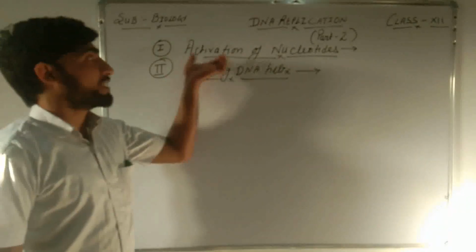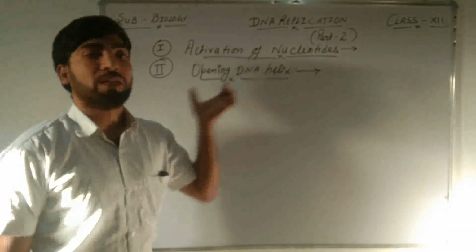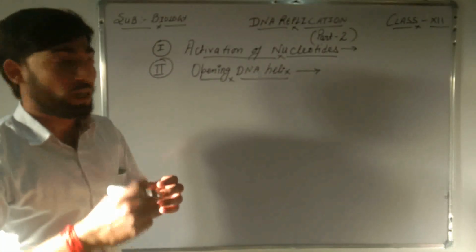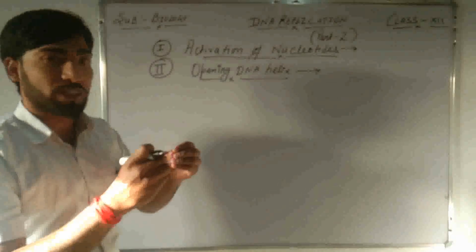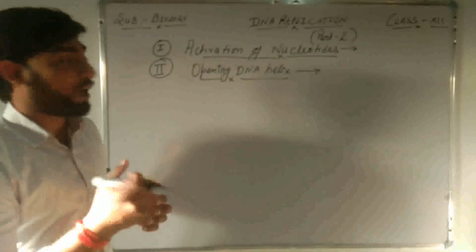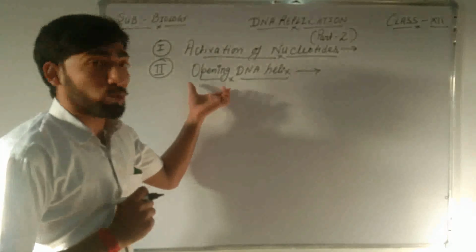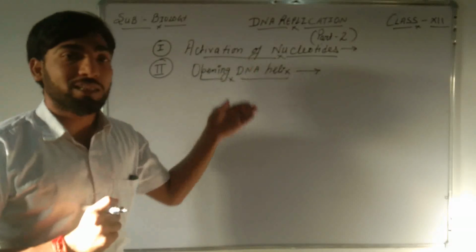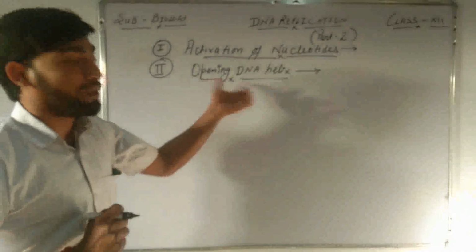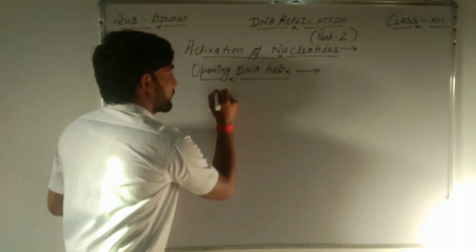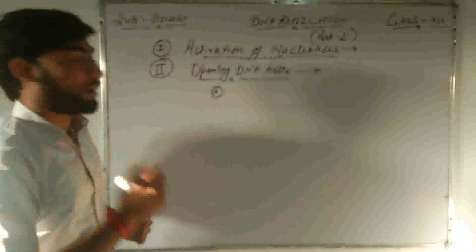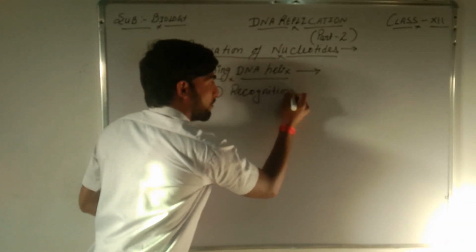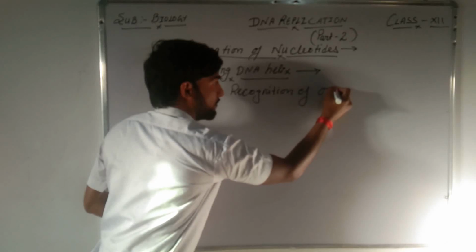Now, the second step of DNA replication is opening of the DNA helix. As we know, DNA is present in coiled form, and for DNA replication, the two strands of DNA must be uncoiled or unbound. This process is known as opening of the DNA helix, which is brought about in three different steps. So during opening of the DNA helix, first the recognition of ori occurs.